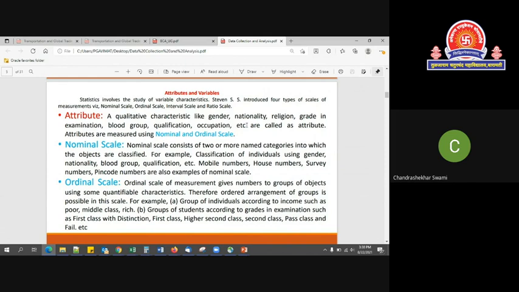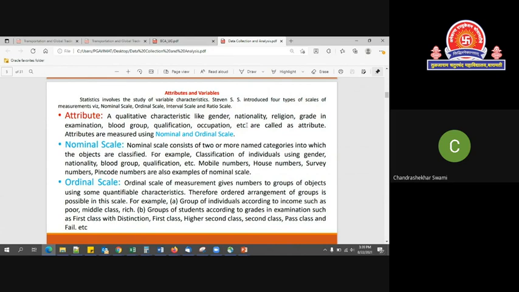Okay, they may be doctorate or engineer. Accordingly we are classifying the people. People can also be classified occupation-wise. Such types of variables can be measured by two scales: one is the nominal scale and the other is the ordinal scale. Attribute types of variables are generally measured using either a nominal scale or an ordinal scale.